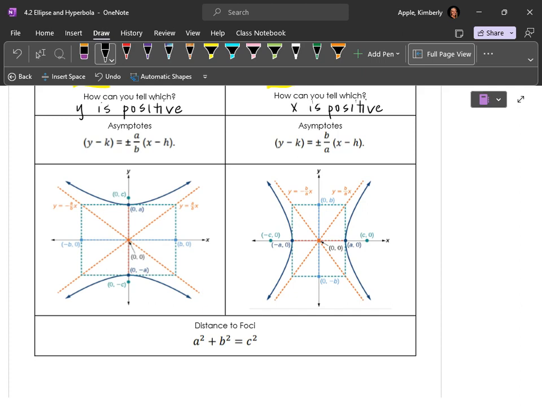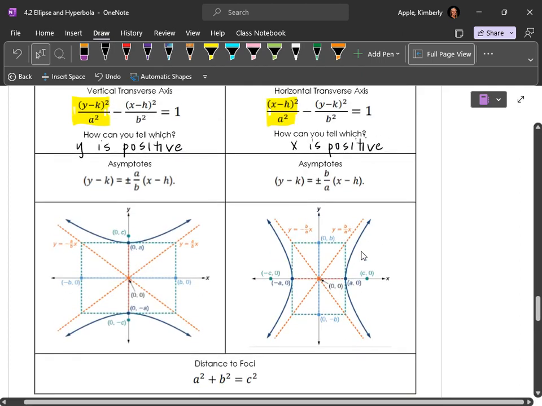Distance to the foci, c, is calculated with a different formula. Remember, it was kind of like a wonky Pythagorean theorem before? Well, it is the exact Pythagorean theorem now. And I don't want you to freak out, because I'm going to give you all of these formulas. You just have to know how to use them, how to tell which one's vertical and which one's horizontal. I'm not going to make you memorize all of these things. You just have to know how to move back and forth between all this stuff.